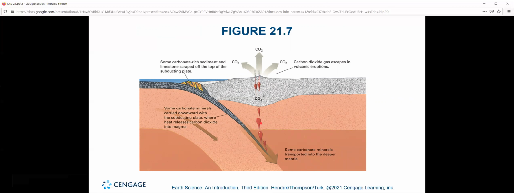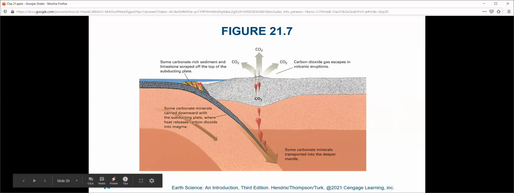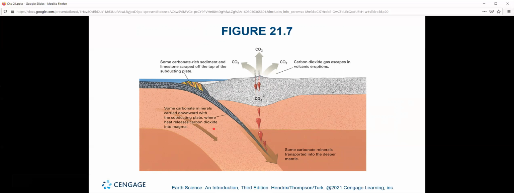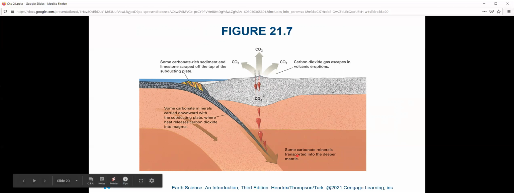And what happens when a volcano erupts? Lots of carbon dioxide is released. Where does that carbon dioxide come from, right? It comes from the ocean floor being subducted down. Carbonate-rich sediment can be scraped off to form deposits on the land surface, of course. Carbon minerals in general are carried down by subducting plates, where heat releases the carbon dioxide into the magma, mixes in, kaboom! All that carbon's released into the environment again.